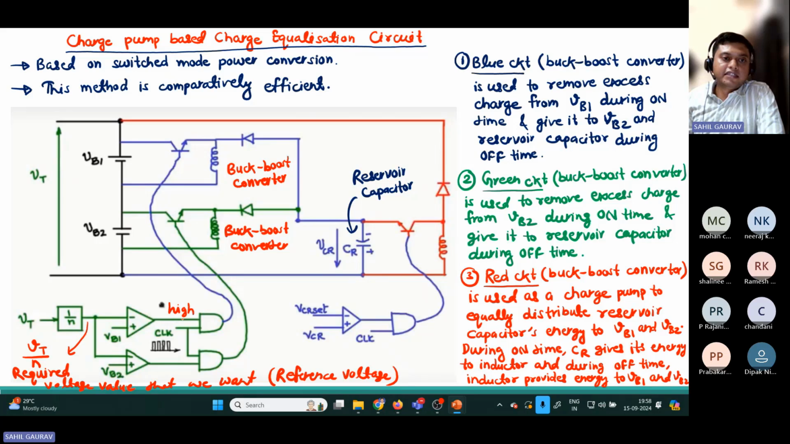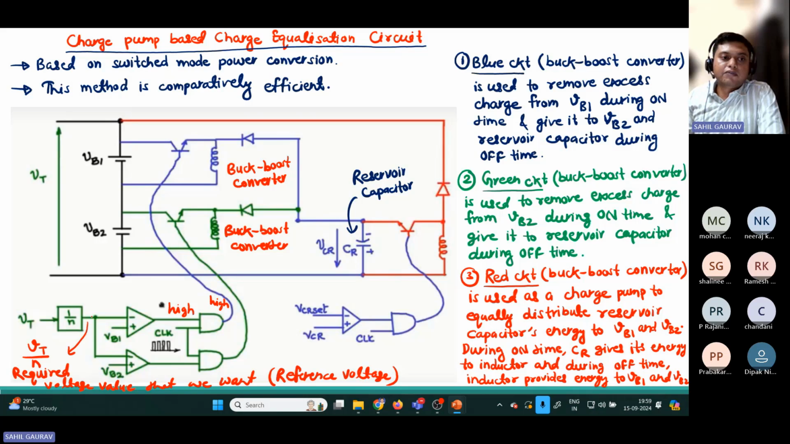If it gets high, and if at that time the clock is providing pulses, then our switch gets turned on. So here, if the battery voltage is higher than the reference value, our switch gets turned on because we have to remove the excess charge from the battery. In that way, this logic works.